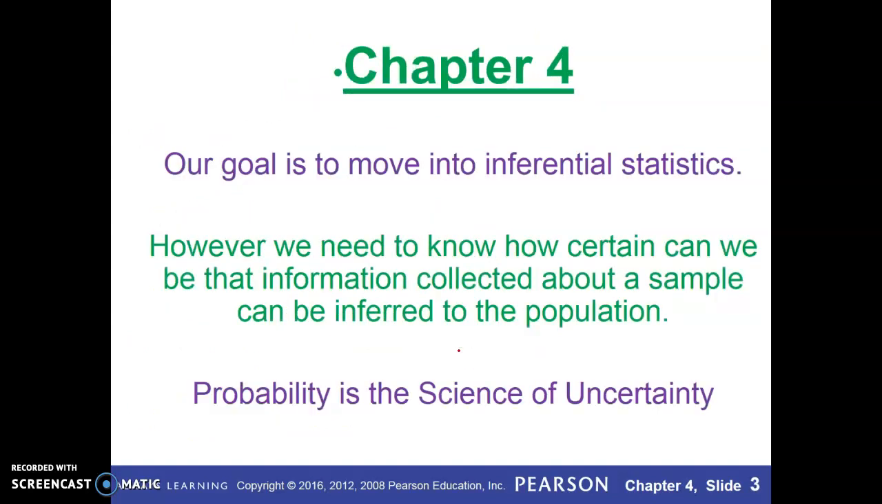So chapter 4, our goal is to move into inferential statistics. So remember, an inferential study is where you take the sample and infer about the population. And so we want to look and see, well, what is the probability that those inferences will actually be accurate? And that's where probability comes in. And so probability is the science of uncertainty. So we're not sure if this is going to happen, but how certain can we be that a certain event will happen? And that's really what probability is.